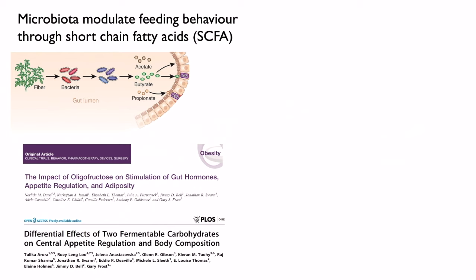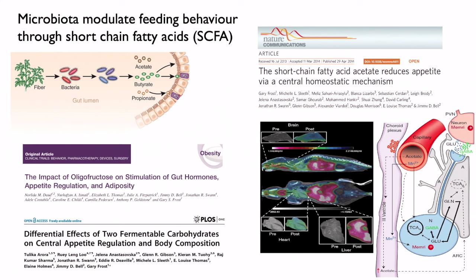But we also showed here in mice that if we put a carbon-11 labeled acetate directly into the gut, we can recover about 3% of that dose in the brain. So that's a microbial metabolite produced in the gut that can actually move from the gut into the brain. And we can see once it enters the brain, it changes central processes and actually reduces appetite by acting on the brain as well.